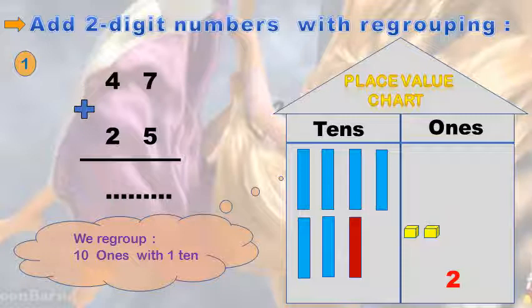What about the tens? Let's count the tens together. I'm going to have 7 tens. Then the number here is going to be what? 47 plus 25 equals 72. What did I do here? I regrouped the ones by tens. Okay, let's move to another example.